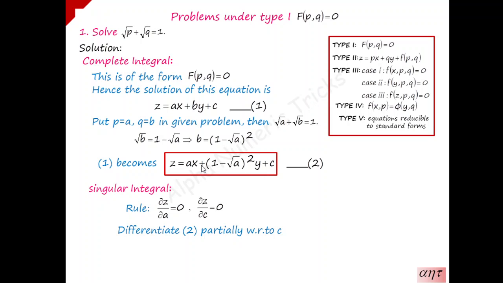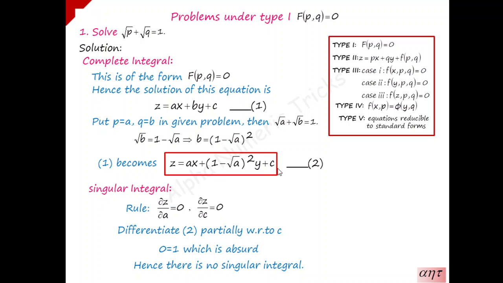So when you are differentiating this with respect to c, then you get ∂z/∂c equal to 1, since the differentiation of c with respect to c is 1, but the ∂z/∂c value is equal to 0 using this rule. So we get 0 = 1, which is an absurd result. So there is no singular solution for this problem, √p + √q = 1. So in this problem, there is no need to differentiate this with respect to a.